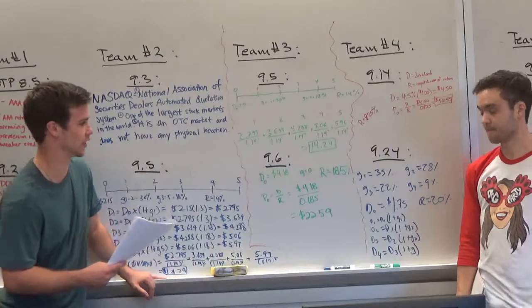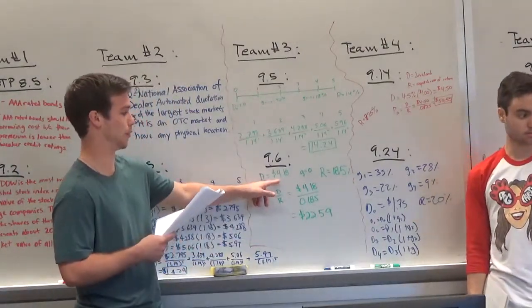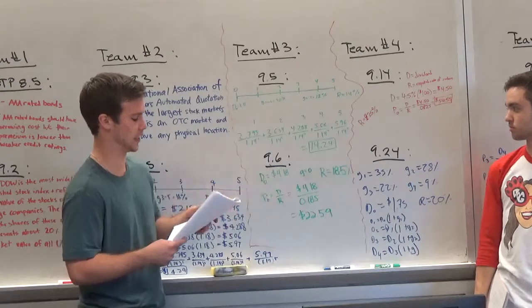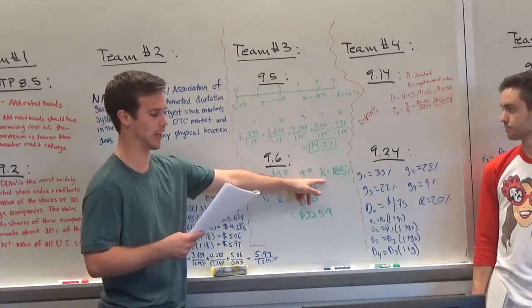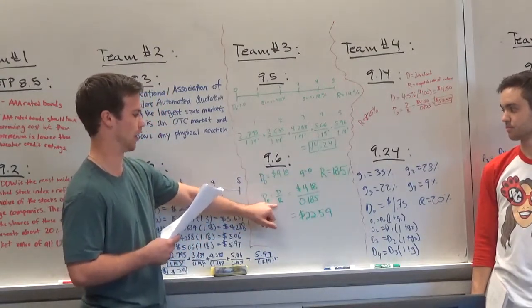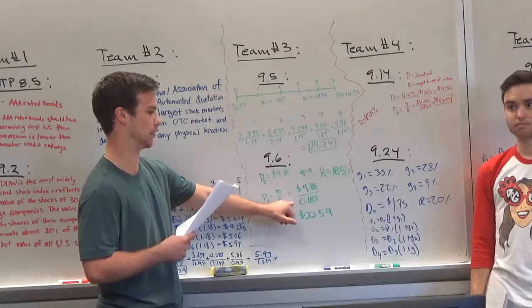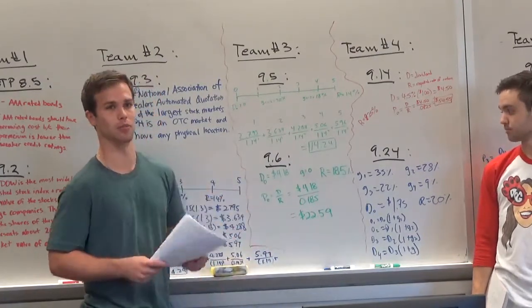For 9.6, it was titled Zero Growth. So we have our dividend that paid off at $4.18 there. G is 0 and the rate of return is 18.5%. So when we line up the formula, D over R, you have your 4.18 over 0.185, and that'll get you to 22.59.